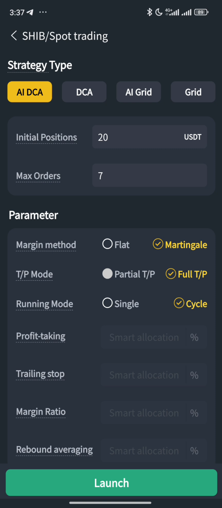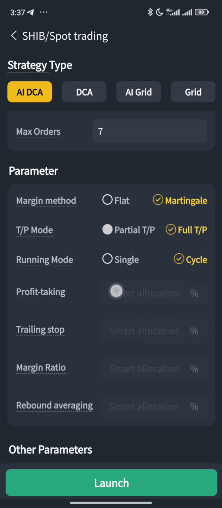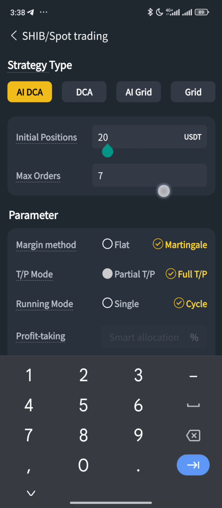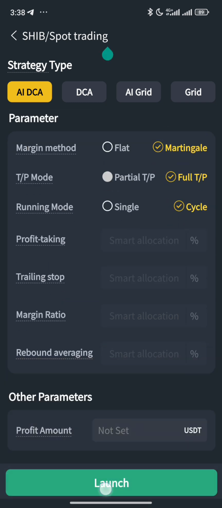So we have the AI DCA, meaning that this AI, using the Microsoft Qlib AI, reads the market, so it is automated. If you want to trade automated, you can use the AI DCA here. It means there is a smart allocation for your profit taking, your trailing stop, your margin ratio, your rebound average. So this is specially built for newbies. All you need to do is just input your initial position, which is your funds here. Just put in the amount you want to expend in this particular market, and you just tap on launch, and the robot will launch this trade for you. So this is especially for newbies.